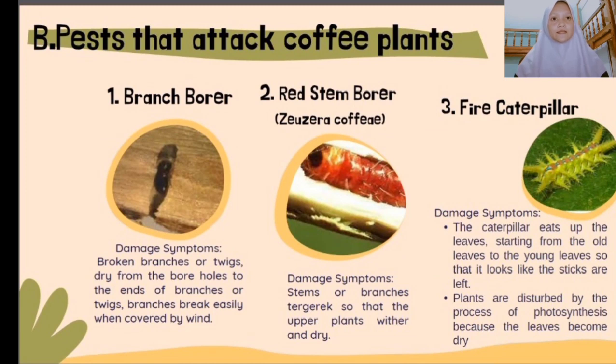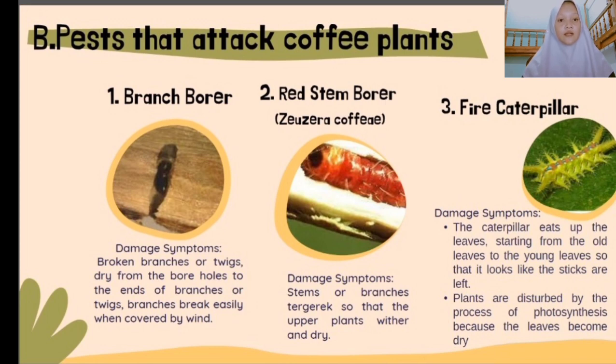B. Pests that attack coffee plants. 1. Branch borer. Damage symptoms: broken branches or twigs, dry from the boreholes to the ends of branches or twigs. Branches break easily when blown by wind. 2. Red stem borer, or Zeuzera coffeae. Damage symptoms: stems or branches are gnawed so that the upper plant withers and dries.